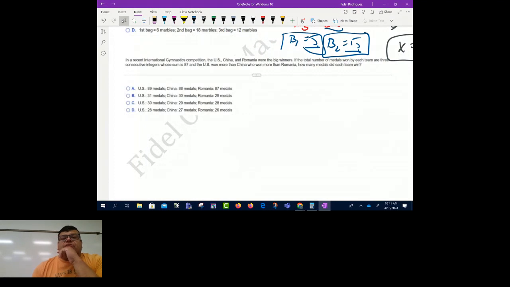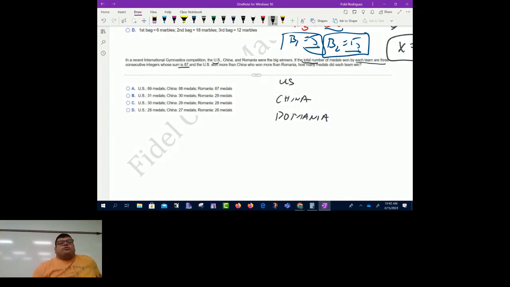International gymnastics. Okay, y'all, we got a few teams here. We have the U.S., we have China, and we have Romania. Okay. And look what it says. If the total number of the medals by each team are 3 consecutive integers, whose sum is 87.